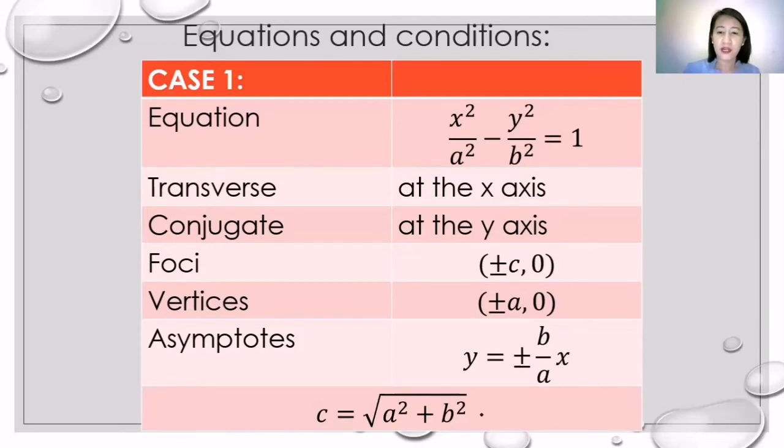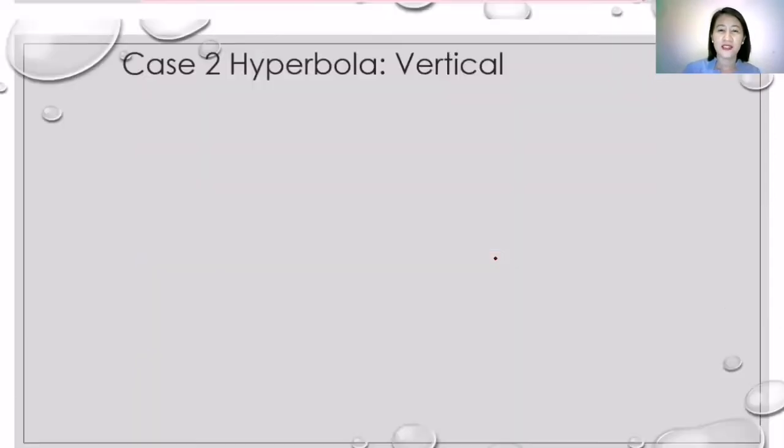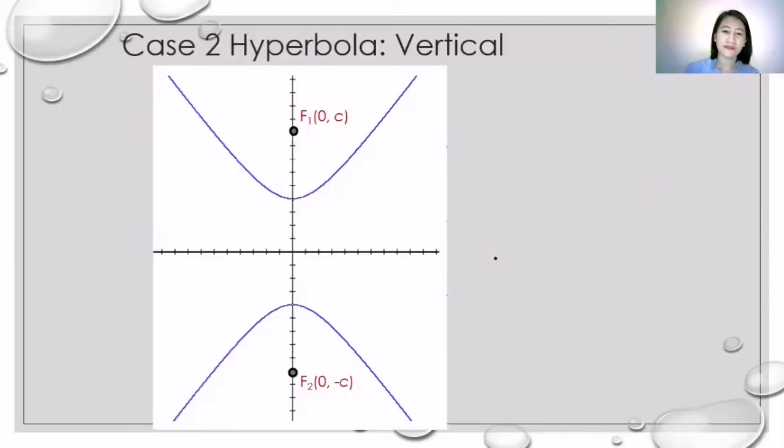Your c will now be determined by square root of a squared plus b squared. B here is identified, yet it's not a major part of the hyperbola. But again, we will still be needing it to guide us for our asymptote. Okay, let's go to the second case.